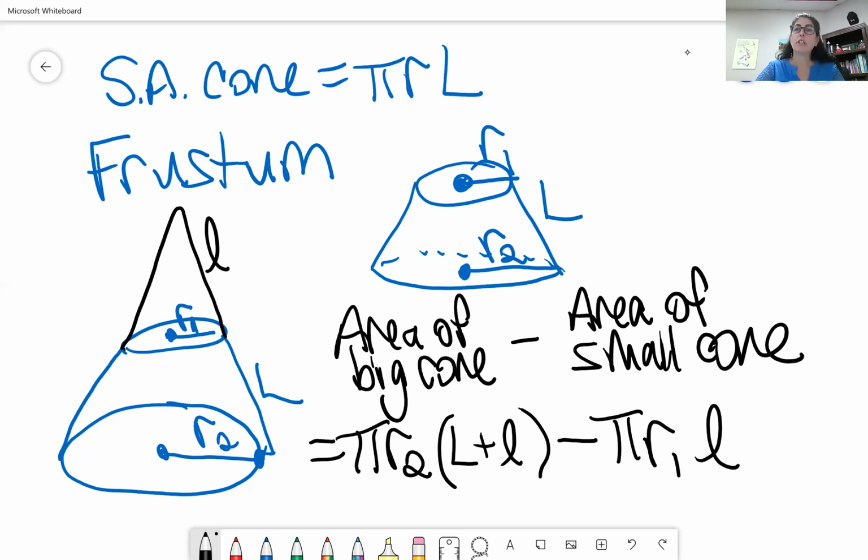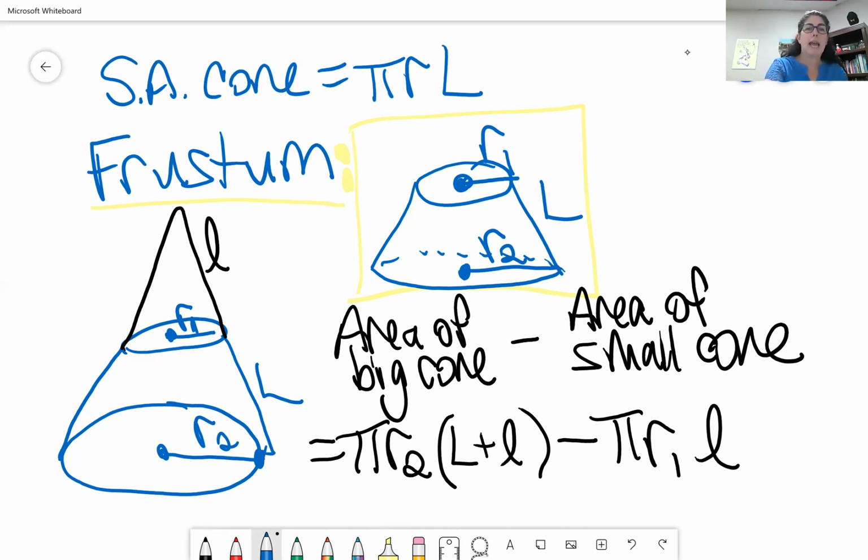And that's the area of our frustum, which is fine, but not really good enough, because we don't want a formula that requires us to know lowercase l. If you look at the original frustum, there is no lowercase l in that diagram. So I don't want my formula to rely on a measurement that is not part of my initial diagram.